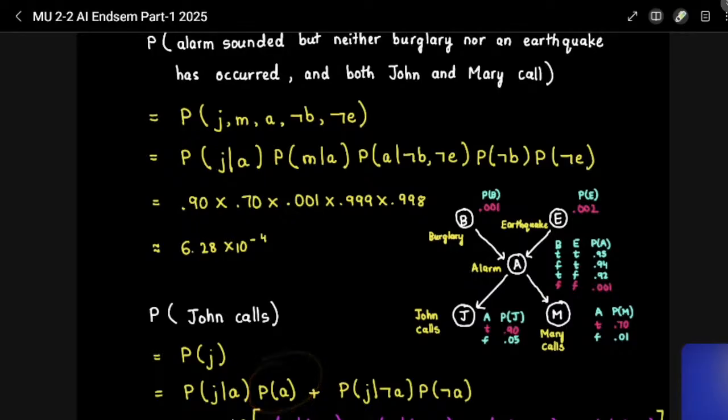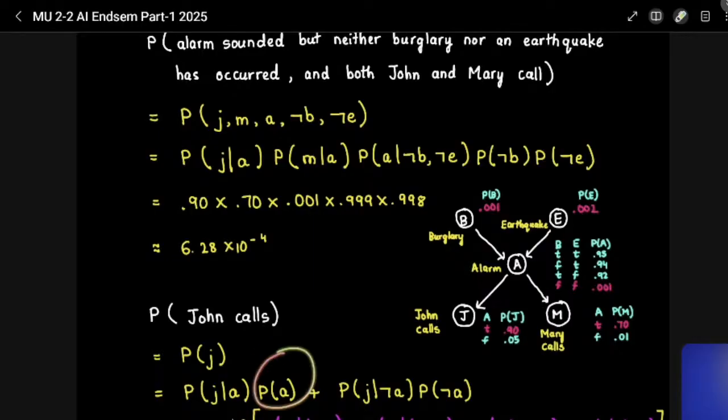Here, alarm, small a means alarm is true. So alarm sounded. But alarm could have sounded in many possible ways. So burglary happened, earthquake happened. Burglary happened, earthquake didn't happen. Burglary didn't happen, earthquake happened. Burglary didn't happen, earthquake didn't happen. So there are four possible combinations. Because burglary could be true or false, earthquake could be true or false. So there are four possible combinations.